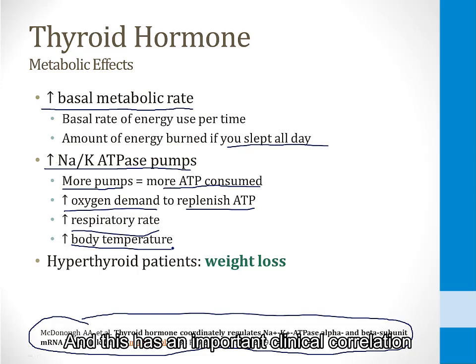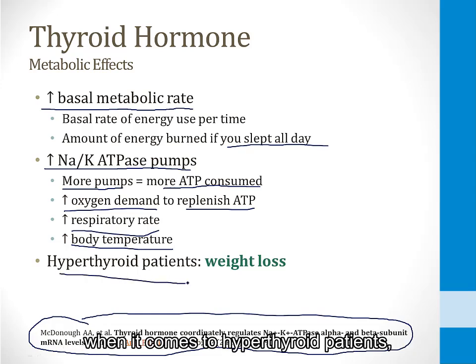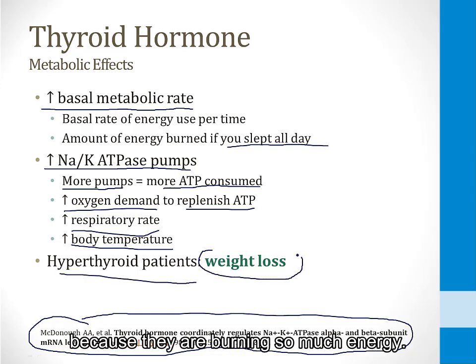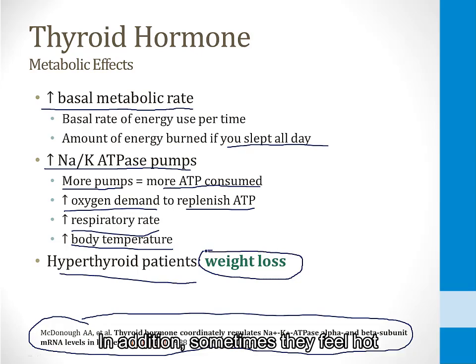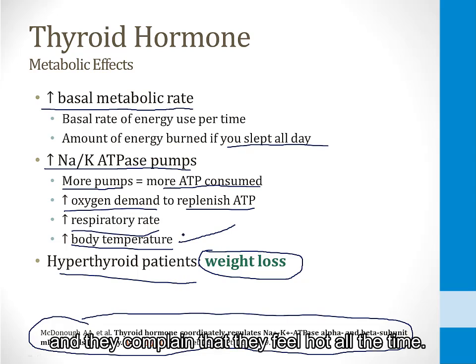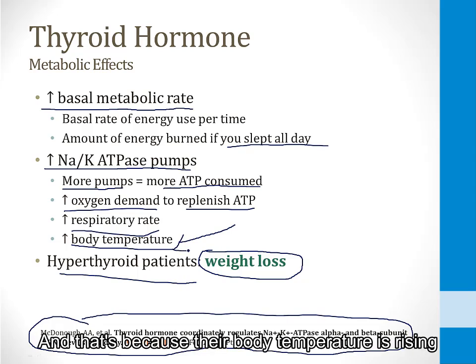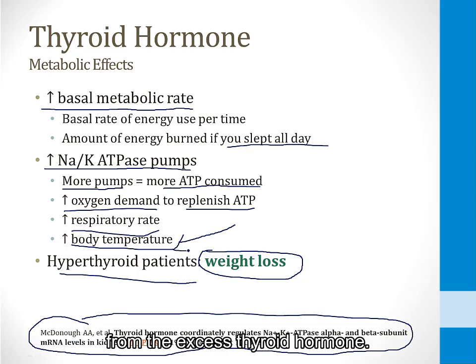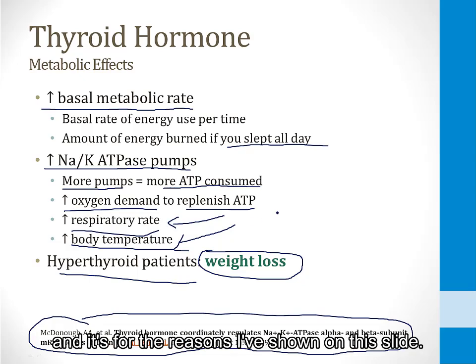And this has an important clinical correlation when it comes to hyperthyroid patients. They often have weight loss because they are burning so much energy. In addition, sometimes they feel hot and they complain that they feel hot all the time. And that's because their body temperature is rising from the excess thyroid hormone. Sometimes hyperthyroid patients also have an increased respiratory rate, and it's for the reasons I've shown on this slide.